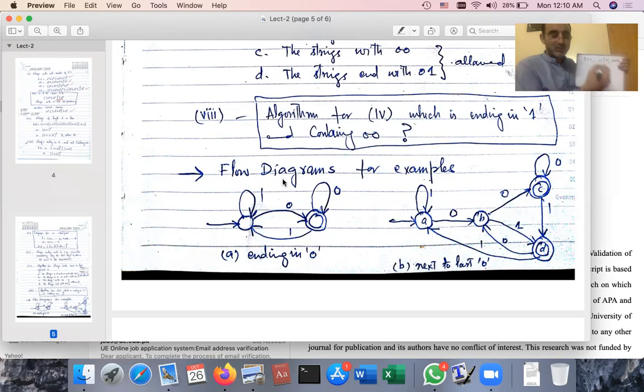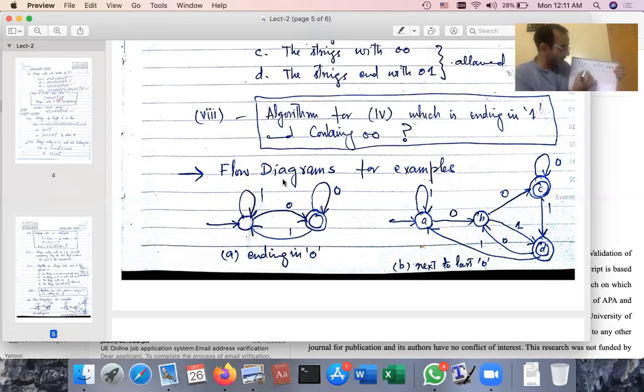And if you have to draw a flow diagram for them, then you first use an arrow, which means that this is the initial state, and you have to represent a state with a circle. So this is the initial state now. You have to first think of the minimum strings. The definition of the language is strings ending in zero. What would be the minimum string? Zero. Only zero is a valid string because it is ending with zero.